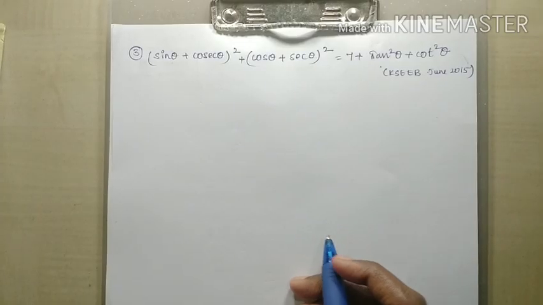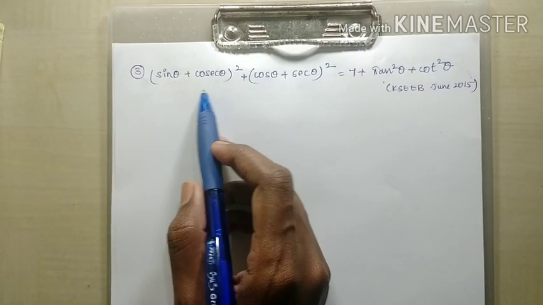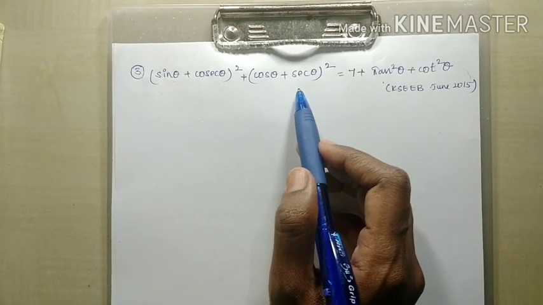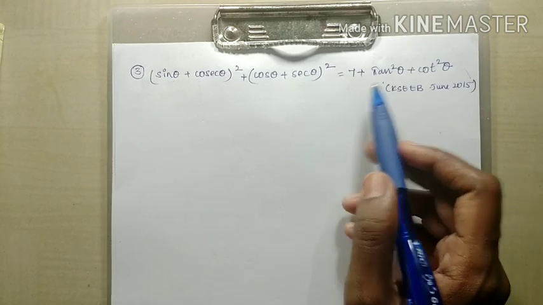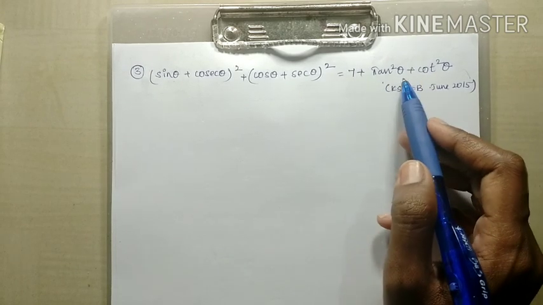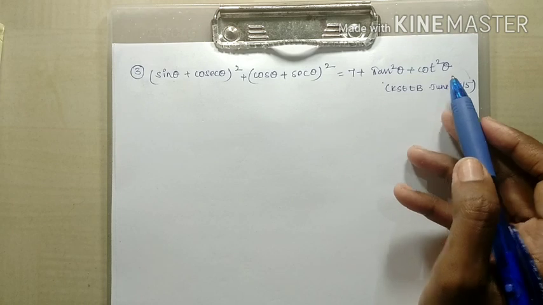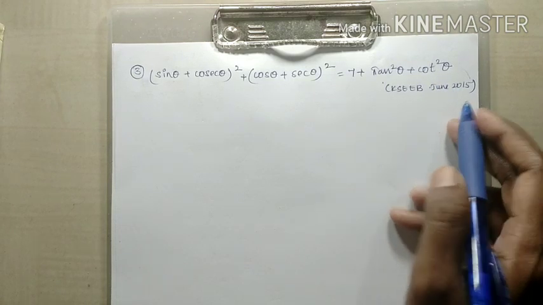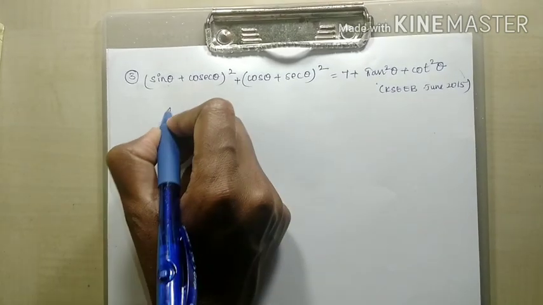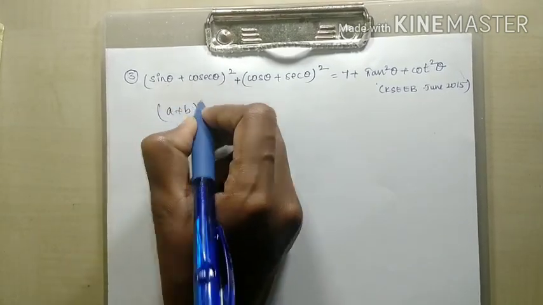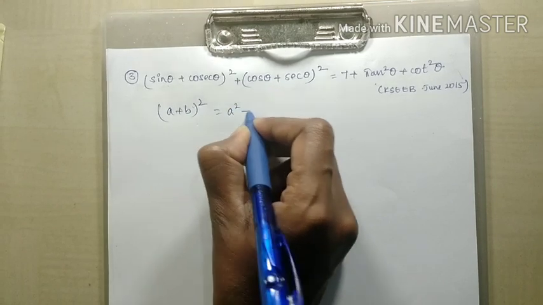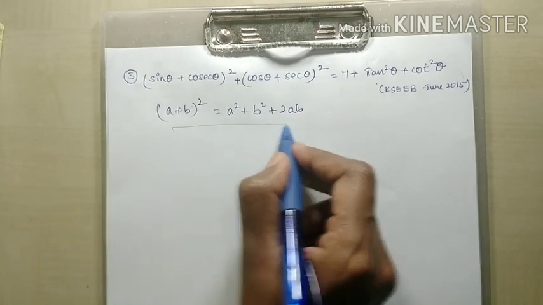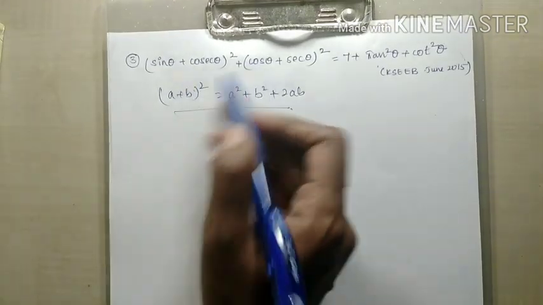This is a very important example. Sin theta plus cosecant theta whole square plus cos theta plus secant theta whole square equals 7 plus tan square theta plus cot square theta. This is a KSEEB June 2015 question paper sum. So you know well the a plus b whole square formula, that is a square plus b square plus 2ab. So let me use this formula in the LHS part.